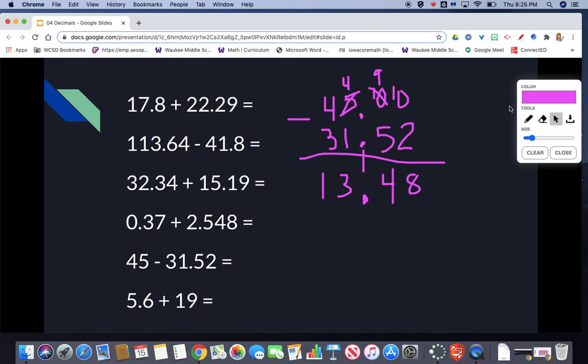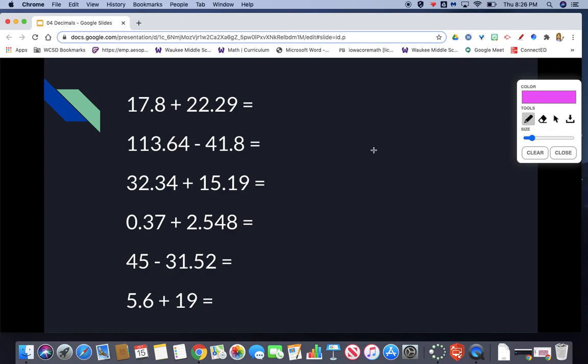One more to try. This one is similar to the last, but now we're adding. The reason I say it's similar is we have one whole number in there. Let's practice lining up the decimals on this one. 5 and 6/10 plus 19. Where's the decimal in 19? Right after the last digit, the 9. That's what this one would look like if I lined up the decimals.